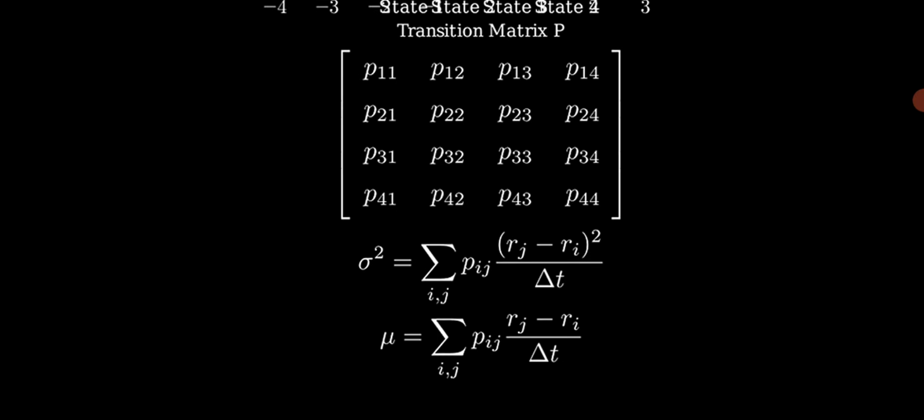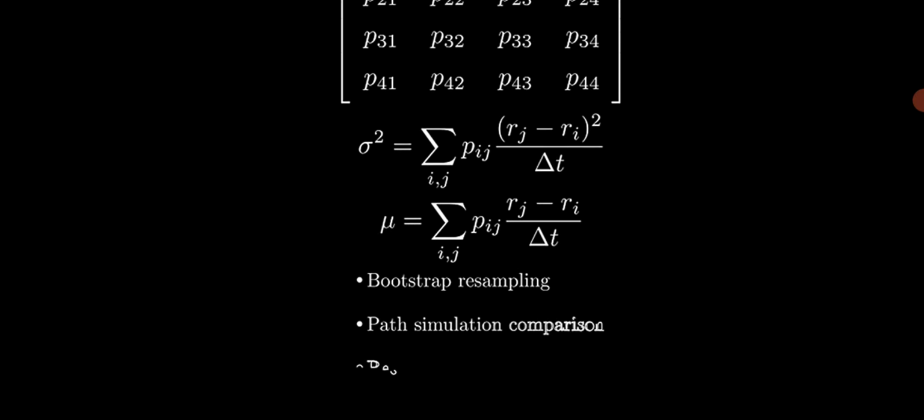This gives us the average rate of return implied by the transition probabilities. Let's discuss validation techniques. We can validate our estimates using: 1. Bootstrap resampling to assess parameter stability. 2. Comparing simulated paths with historical data. 3. Testing the normality of standardized residuals.